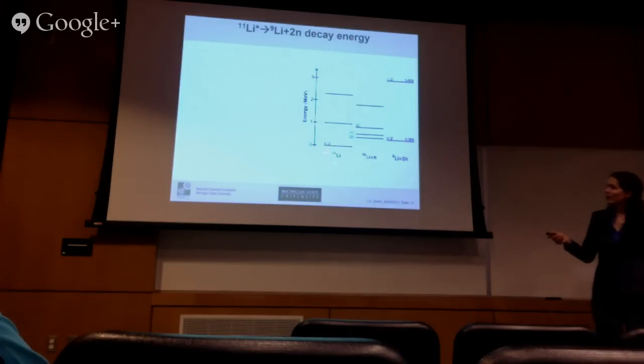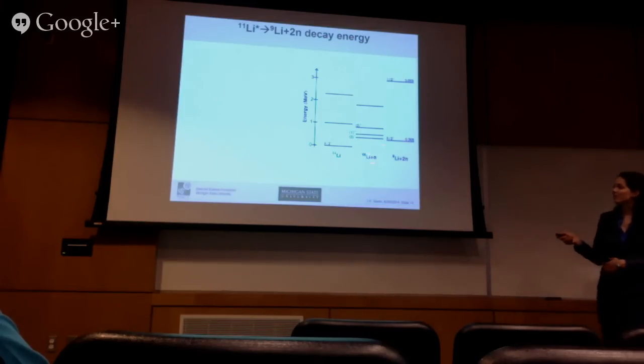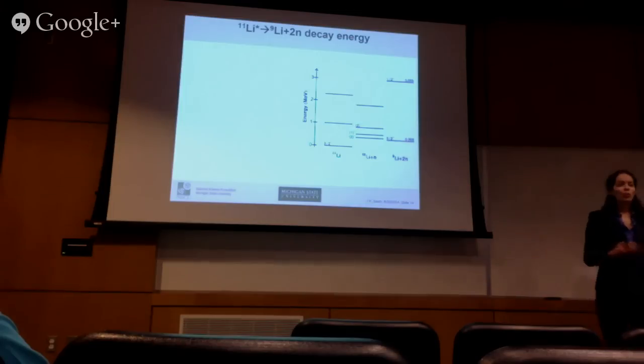So, lithium-11, I showed you the level scheme right here earlier. This is the same one. But now I also want to show you the level schemes of lithium-10 and lithium-9 in relation to them. Both of these unbound states in lithium-11 will decay to the ground state of lithium-9. And in terms of decay mode, there are some intermediate states in lithium-10, so a sequential decay is possible, but a direct decay is also possible.